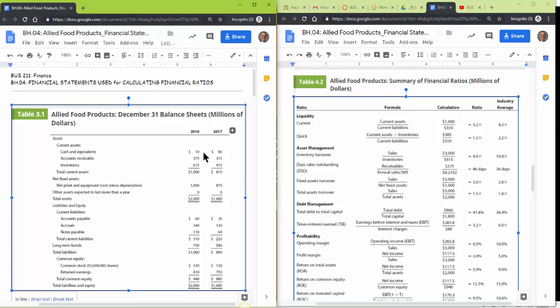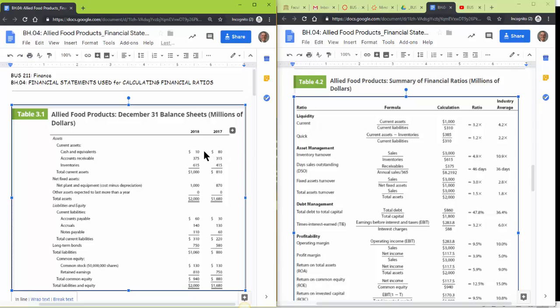Cash can be used immediately to pay liabilities, and accounts receivable, if the company has terms of net 30, means that it takes about 30 days to quickly turn these assets, accounts receivable, into cash. So the quick ratio essentially measures the ability of the company to generate cash in about 30 or so days.